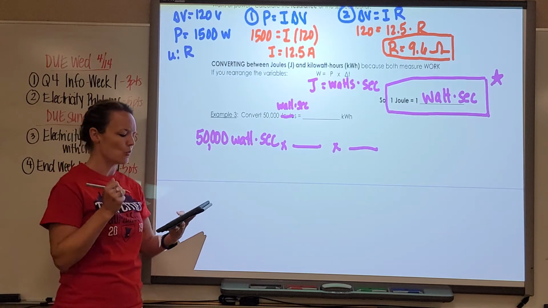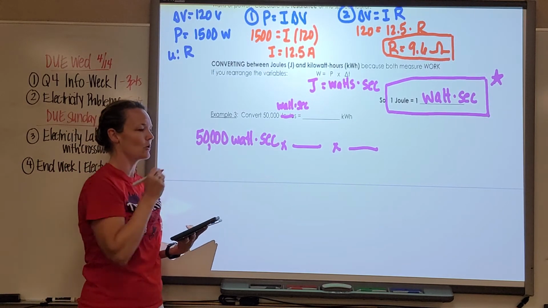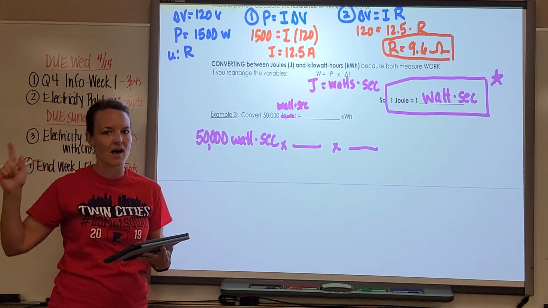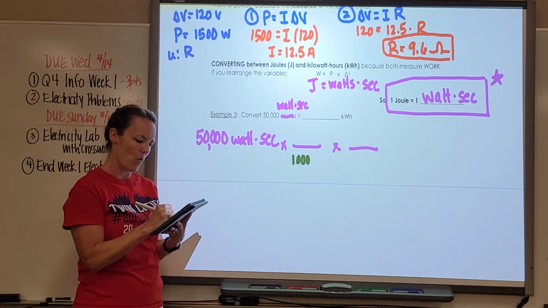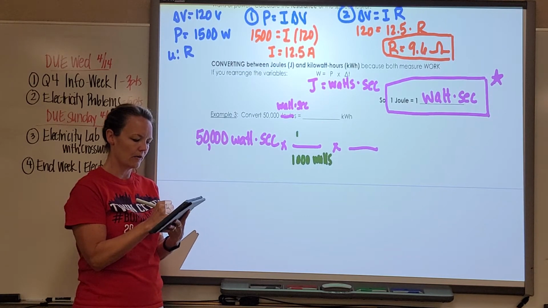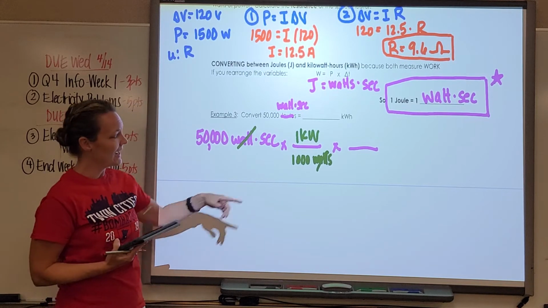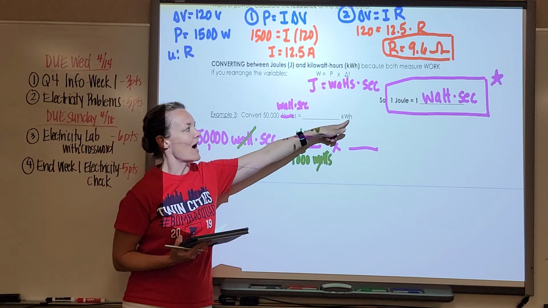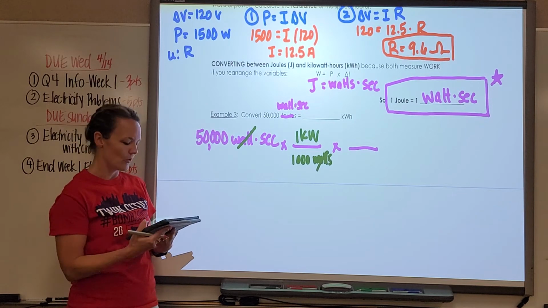So I need to change watts into kilowatts. Watts are on the top, which means they have to go on the bottom. If you can't remember that kilo means 1,000, this is on your equation sheet. There are 1,000 watts in a kilowatt. I have canceled out watts and I have a kilowatt second, but I want a kilowatt hour. So my last step, I need to change seconds into hours.